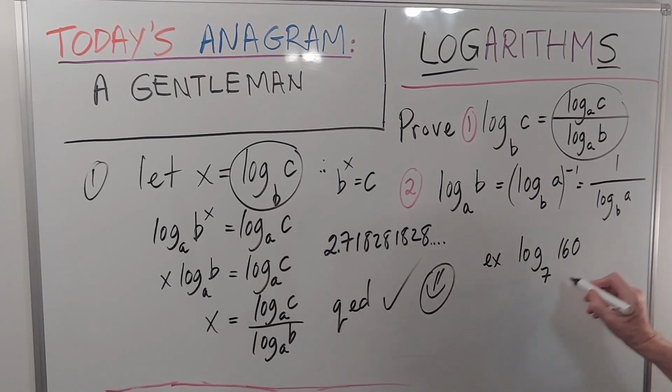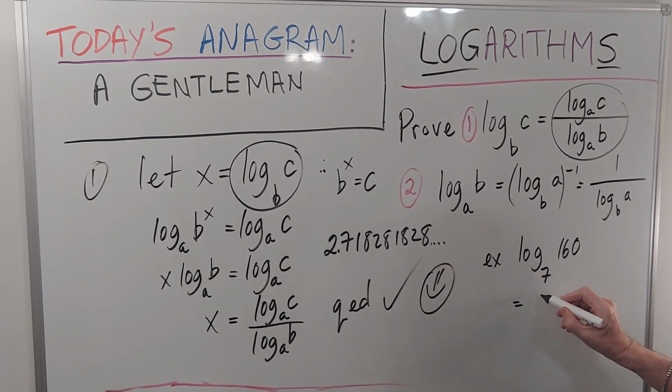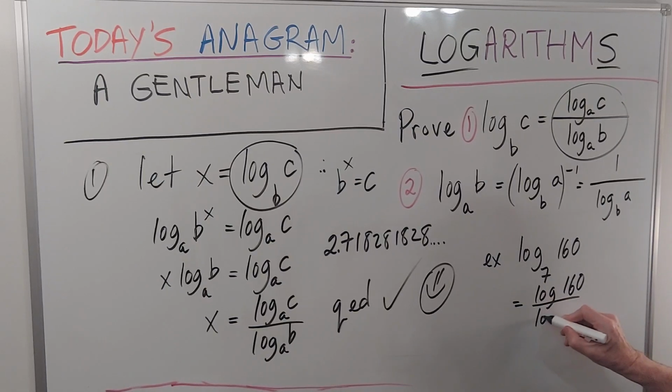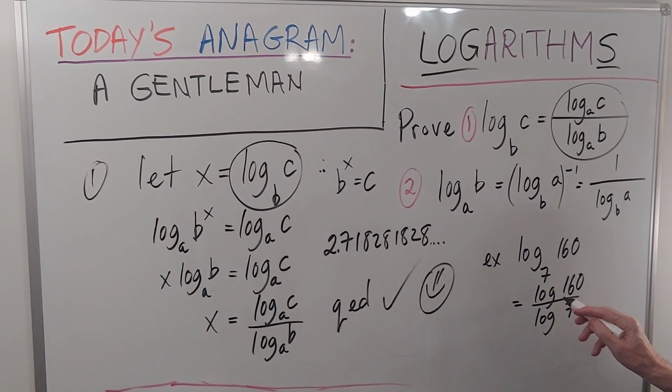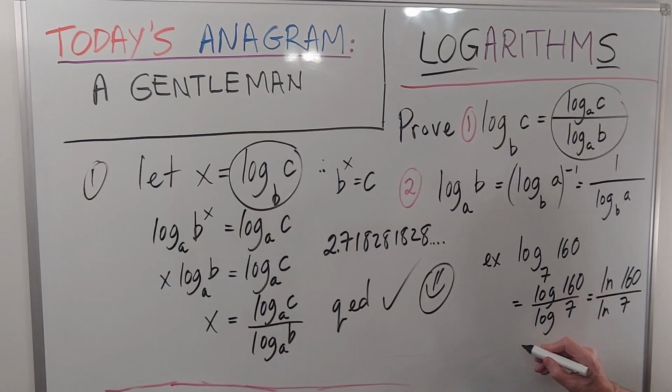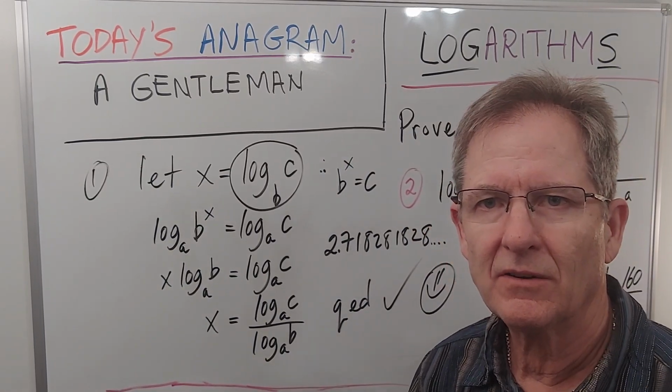This is equal to the log to any base of 160 divided by the log to any base of 7. I'm going to use base 10, or if you want, you could use the natural log, the only other logarithm key that most calculators have. And that works out to be about 2.6. You can check that out for yourself.